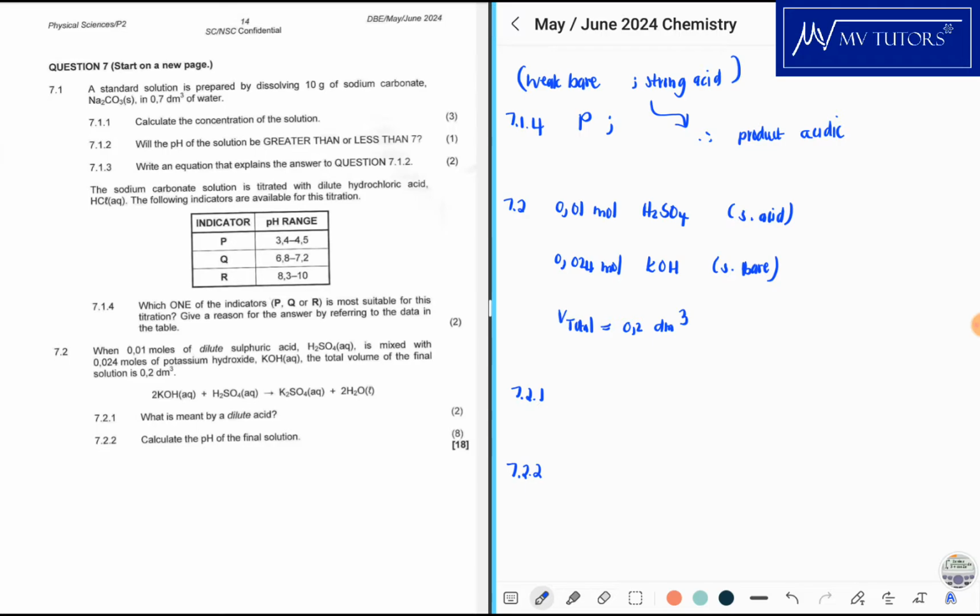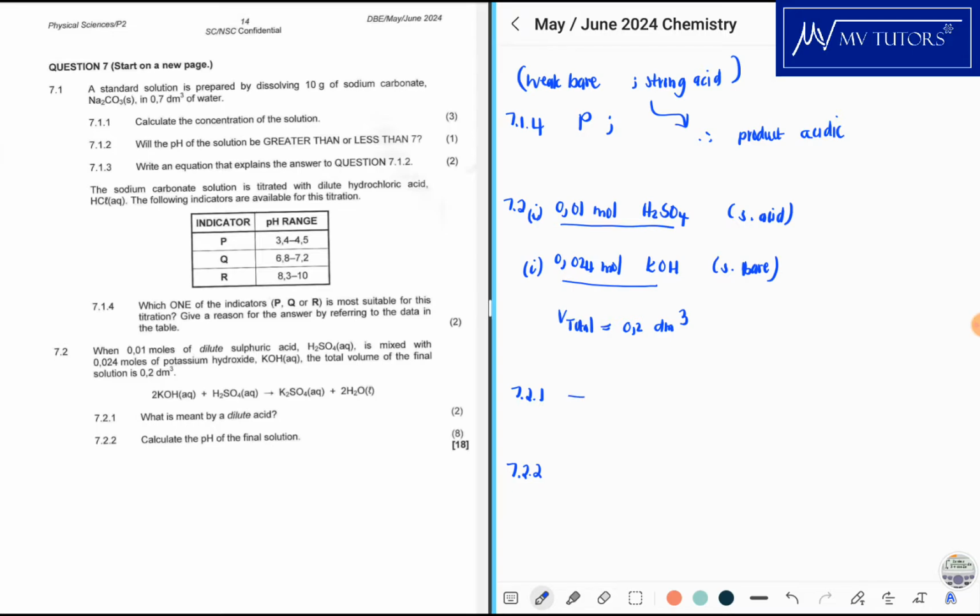Sorry about that. So we have our sulfuric acid, which is 0,01 moles, and then it's mixed with 0,024 potassium hydroxide. These are initial amounts, by the way. I'm just going to put I's there to say this is the initial amount, which is 0,024, and then the total volume of the final solution is 0,2 cubic decimeters. So where are we going to start?